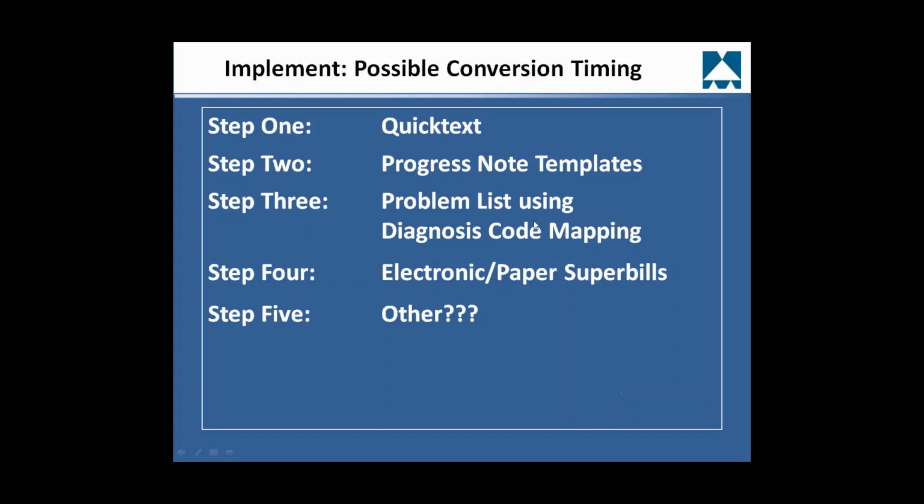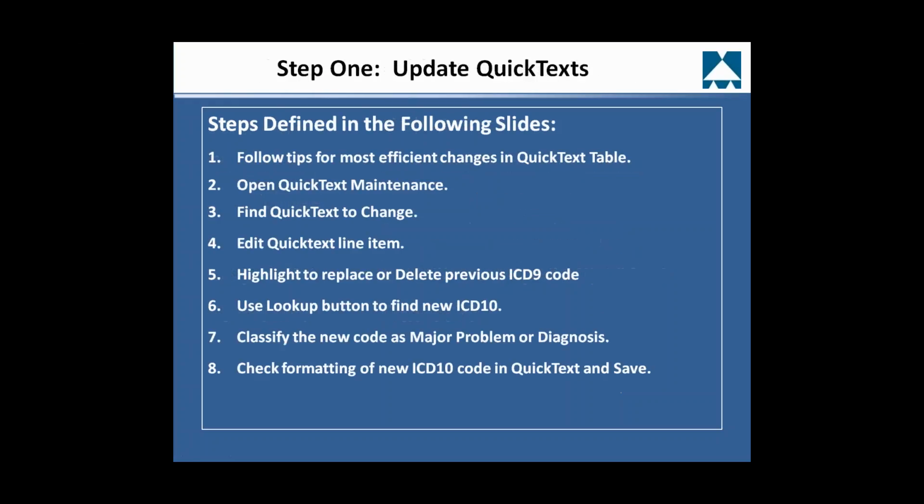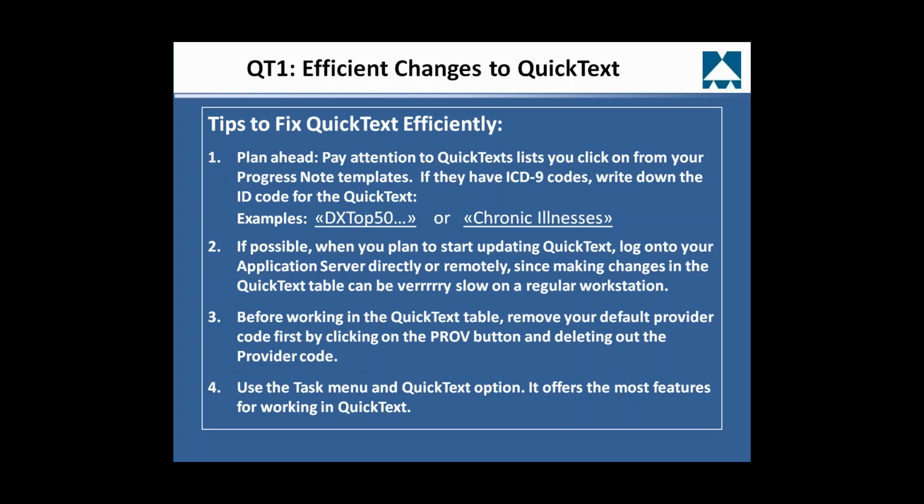So the actual conversions, this is what I'm going to get into now. Steps are defined in the following slides. I'm going to give you all these slides when we get done. And we've got 8 steps for quick text that I broke out. Tips to fix quick text efficiently. So first of all, pay attention to the quick text that you click on as you do progress note templates, message templates, note templates. If they have just an ICD-9 code, write down what the code was for the quick text. For example, in some of your progress notes, you have something that looks kind of like this. Okay? Or this. That's a quick text. If you click on that and it has an ICD-9 code in it, it needs to be fixed. Okay?